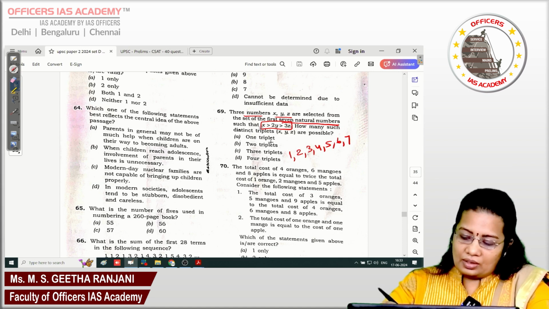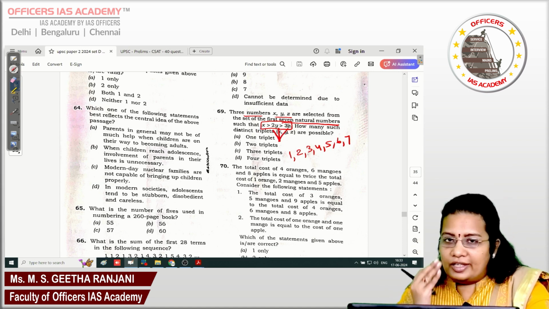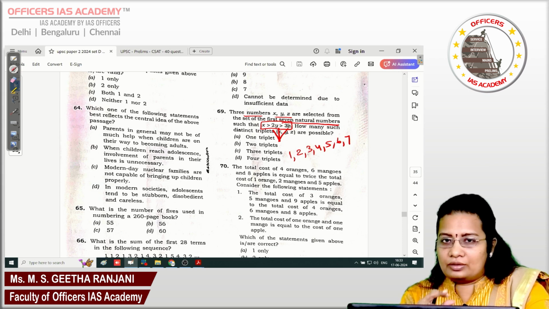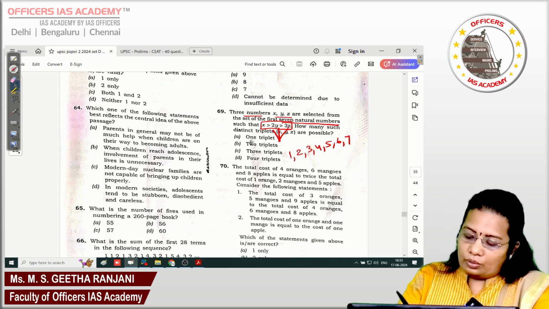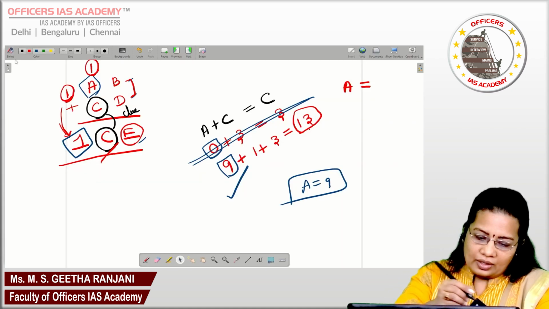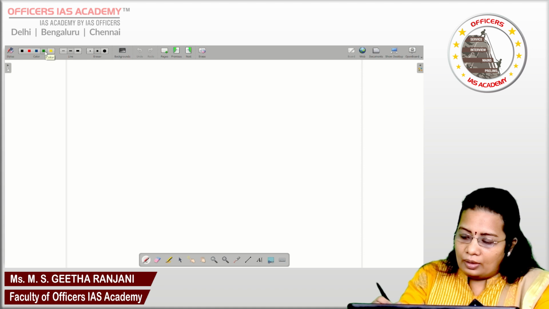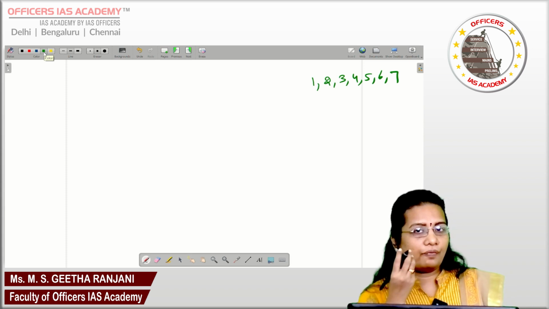Triplets in the sense, according to this condition, 3 numbers will be formed. These 3 numbers set is technically called a triplet. How many triplets are possible? So 1, 2, 3, 4. Let's take this condition into a fresh page and substitute the values one by one from this 1, 2, 3, 4, 5, 6, 7. Without violating the condition, we want to frame the triplet.